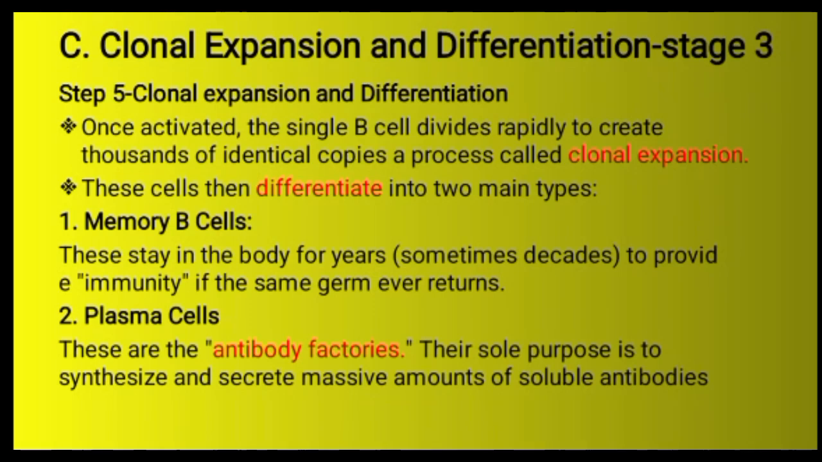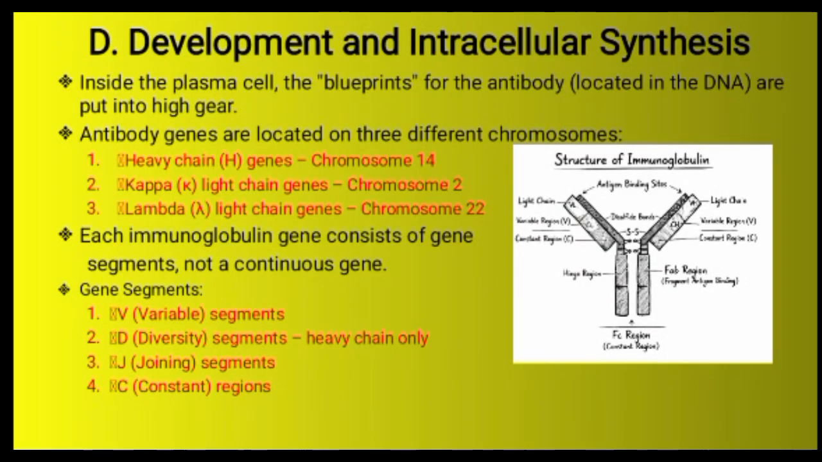Plasma B cells are used for the production of antibodies against future invasion. So that's why they are called the antibody factories, like a company for the production of antibodies within the human body. Their sole purpose is to synthesize and secrete massive amounts of soluble antibodies. Genetically, this happens using what is called VDJ recombination, which we are going to explain now.